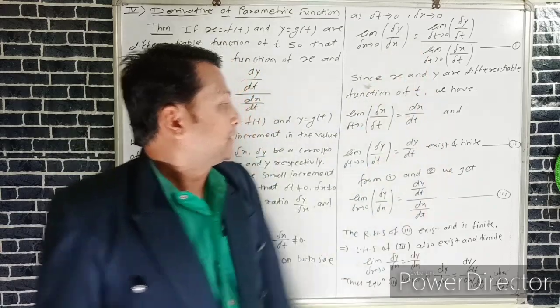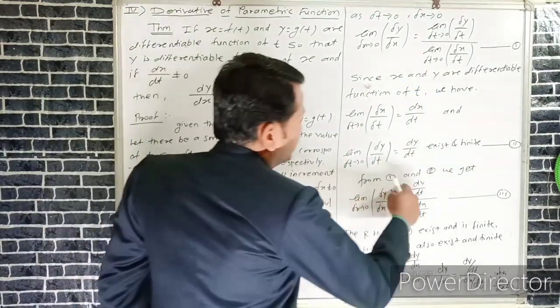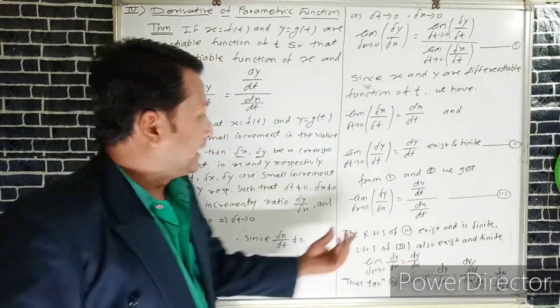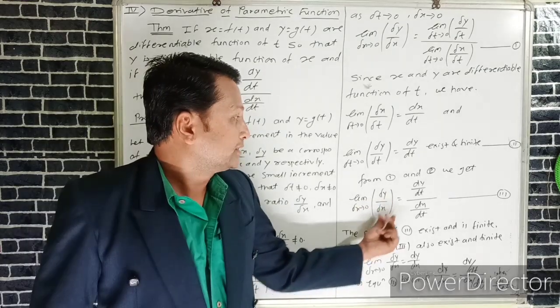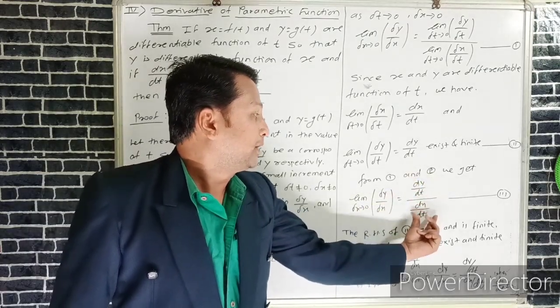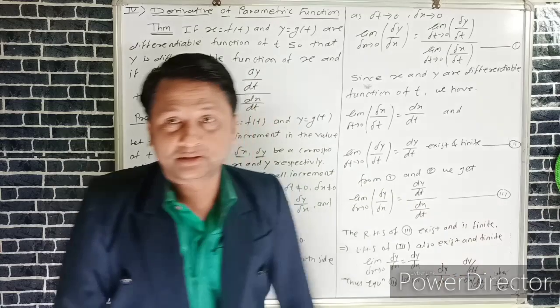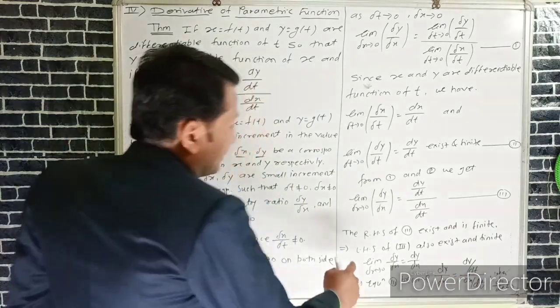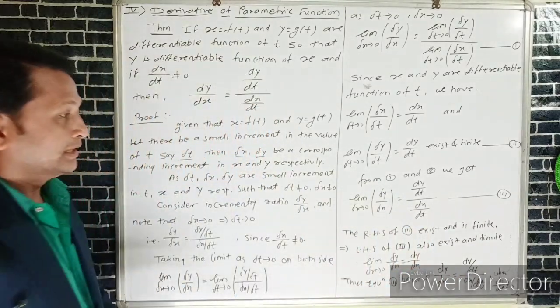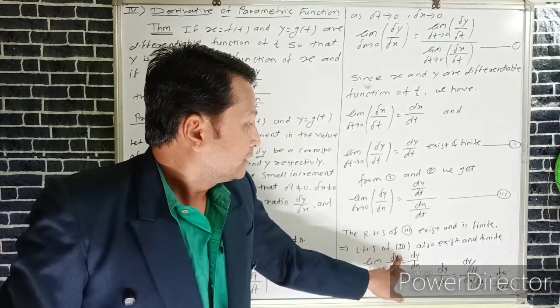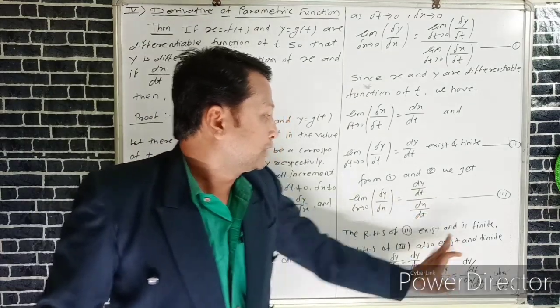From equation 1 and 2, we can write limit del x tends to 0 of del y upon del x is equal to dy upon dt upon dx by dt. This is equation number 3. The right hand side of equation 3 exists. Hence, the left hand side, by using equation number 3, also exists.